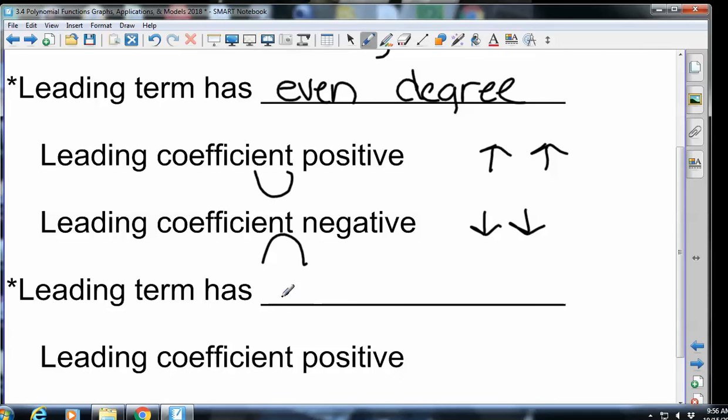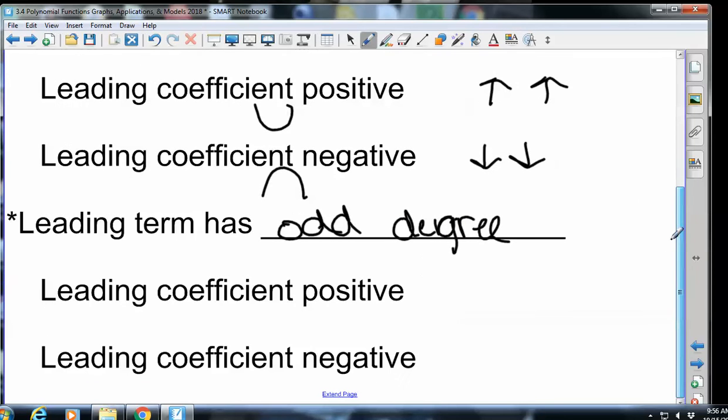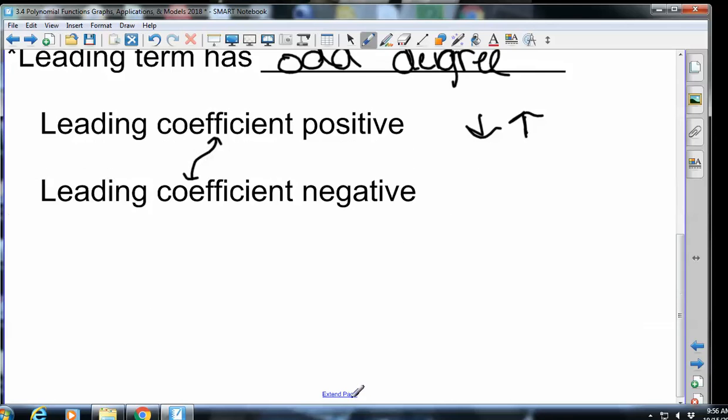If the leading term has odd degree, if it was a positive coefficient, it looked like x cubed, so my ends were down, up. The left one's pointing down, the right one's pointing up. If you throw a negative in front, what would it do? Up, down.